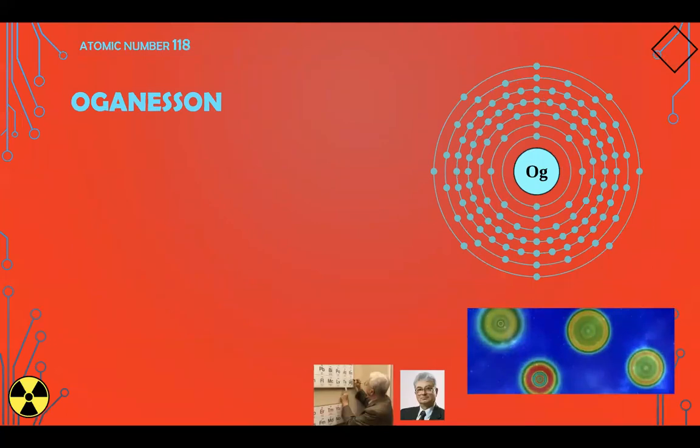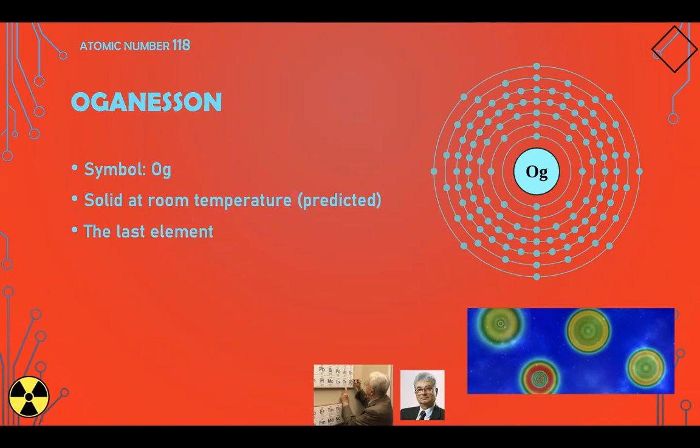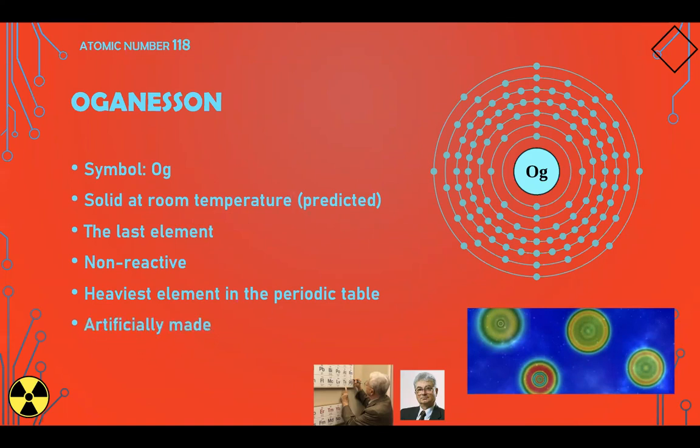Atomic number 118, the last element, oganesson. Its symbol is Og. That's pretty cool. Oganesson's predicted phase at room temperature is a solid. It is the last element in the periodic table, and surprisingly, it is non-reactive, and it's a noble gas. It's the heaviest current element in the periodic table. I am waiting for more elements to get discovered, by the way. And yeah, it's a noble gas, but it could be a solid because it's super heavy. Oganesson is synthetic. It is radioactive, and it is named after the living scientist, Yuri Oganessian.